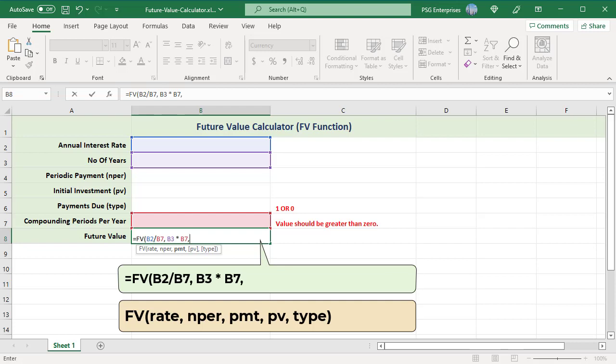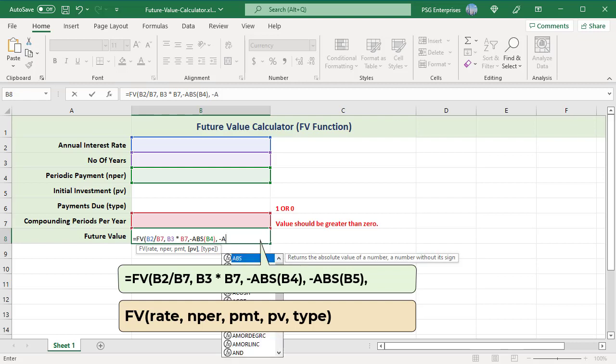Third argument is PMT, periodic payment amount. PMT should be a negative number because it represents an outflow. Minus ABS B4. Use the ABS function to get the value entered in B4 without the sign and put the minus sign before the argument directly in the formula.